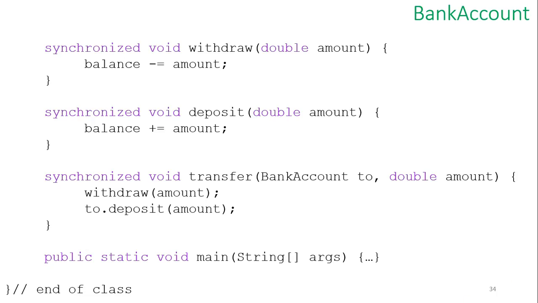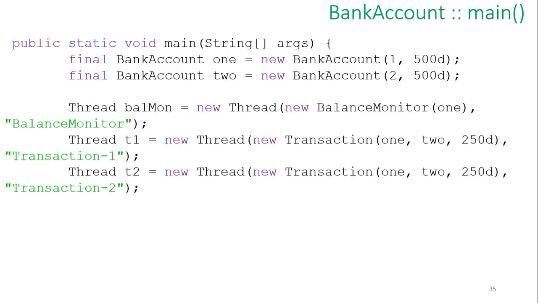So this is the main method for this class bank account. Here it goes. So we need a bank account that we're going to refer to with variable 1 and a bank account with variable 2, so they are identified separately. They each have $500 on their balance. And then we are going to create a balance monitor. Okay, so we create a new object of class balance monitor. We ask it to monitor account 1, and we give it the name balance monitor.